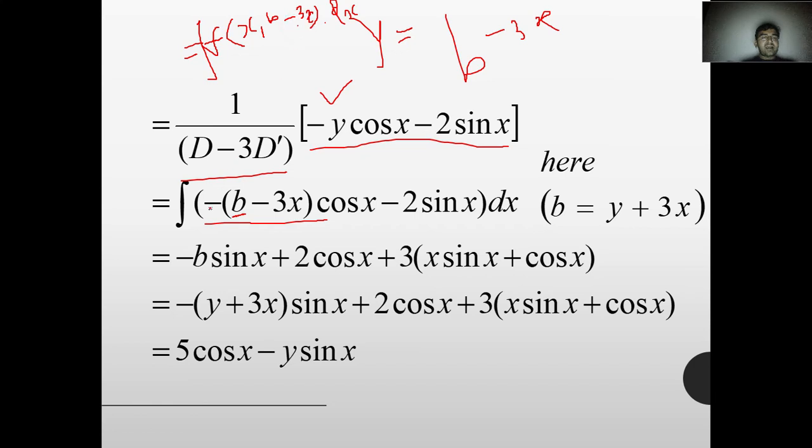Integrating this, we get this, and now integrating this, we get the constant, and now put the value of b as y plus 3x, and simplifying this, we get the solution. This is the particular integral solution.